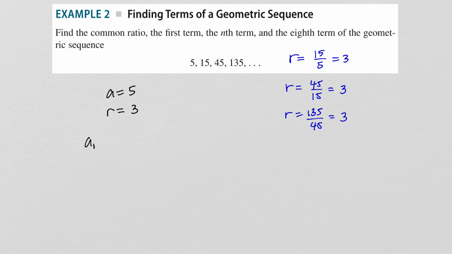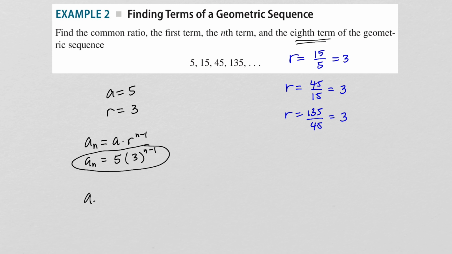Now the formula is an equals a times r to the n minus 1. So this is going to be 5 times 3 to the n minus 1 power. So that is our an. And then to get the 8th term, that would simply be a8. And that is 5 times 3 to the 8 minus 1, which is 5 times 3 to the 7th power. Now, the terms of a geometric sequence can get really big really fast. And so for something like this, you might need to bring in a calculator to help you calculate the value.